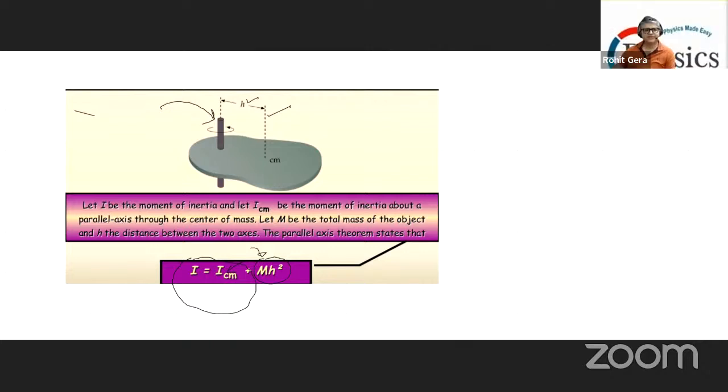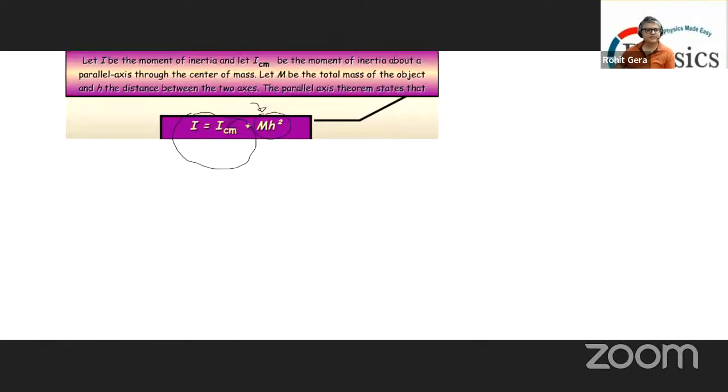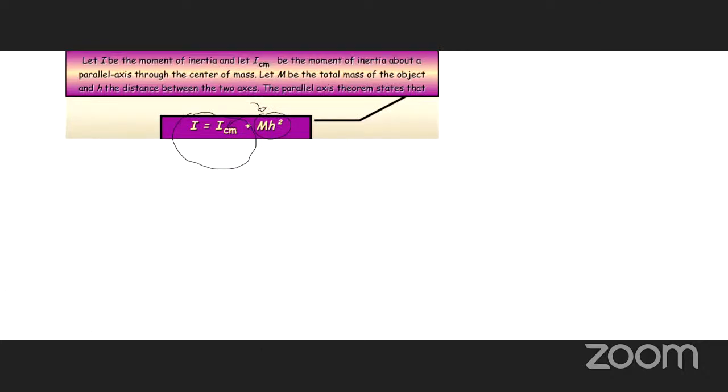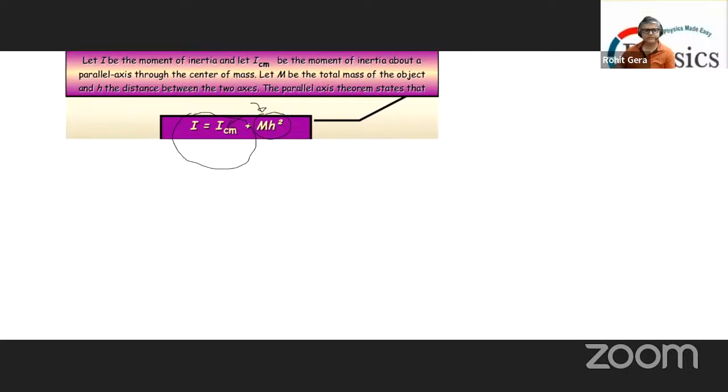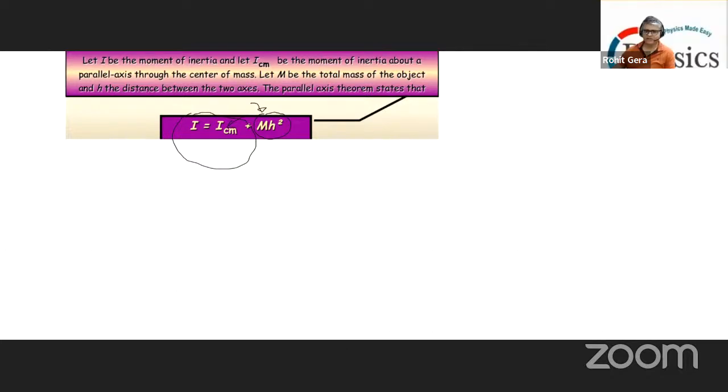ठीक. What is the definition of power in this chapter? Power को कैसे define करोगे? If you have to solve a question of power, what is the expression? Power is dW by dt, rate of change of work. क्लासिकल मैकेनिक्स में. That power from previous chapter, from a general definition we know, is dW by dt.